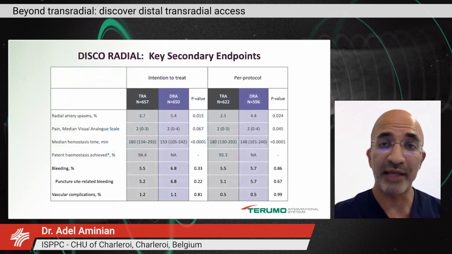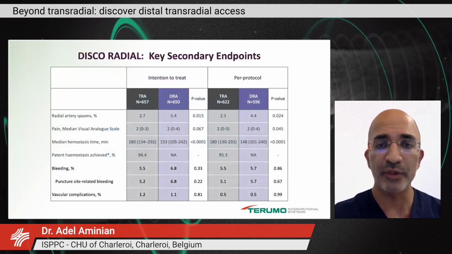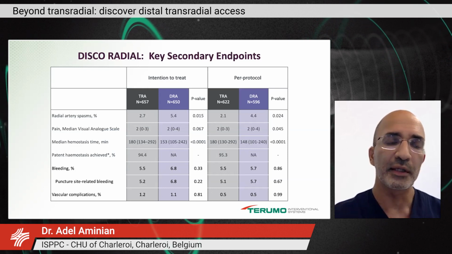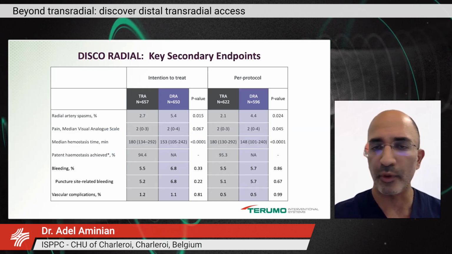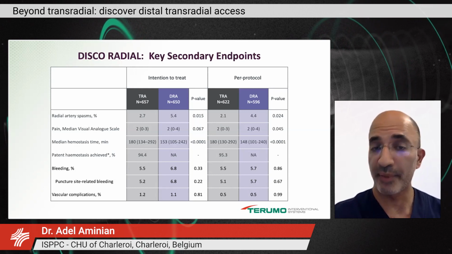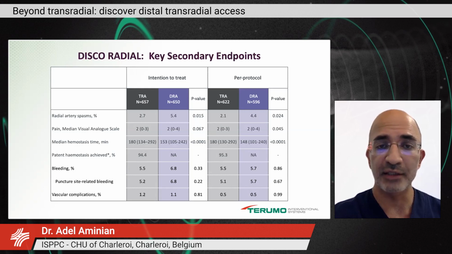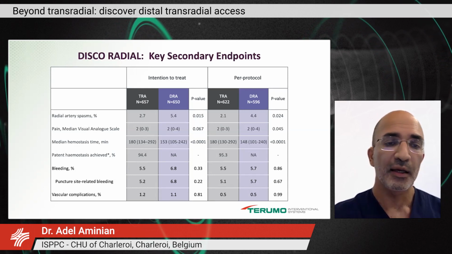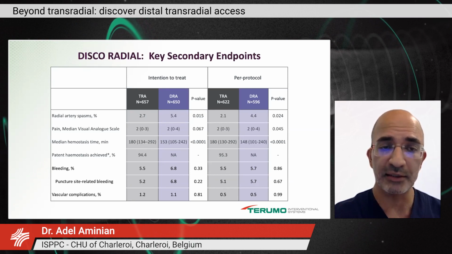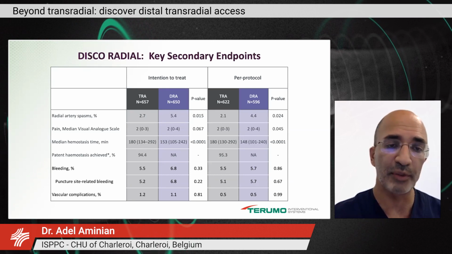And if you look at the key secondary endpoints of this trial, the rate of spasm was slightly higher in the distal group. You had around a 2% difference, or more spasm. But if you look at the overall pain of the patient at the end of the procedure, there was no difference. If you look at the median hemostasis time, it was shorter with distal radial access, which is in line with what was published before.